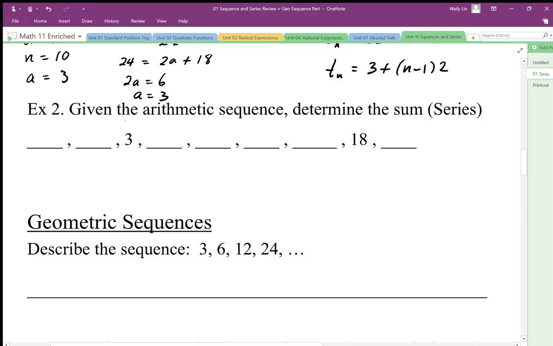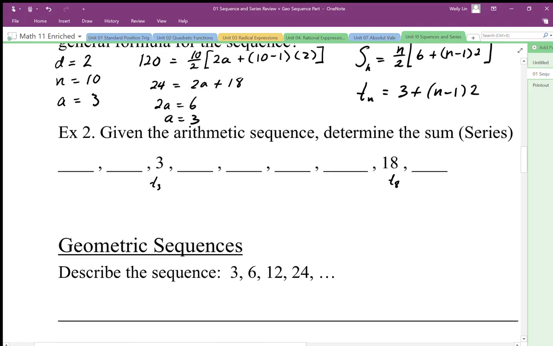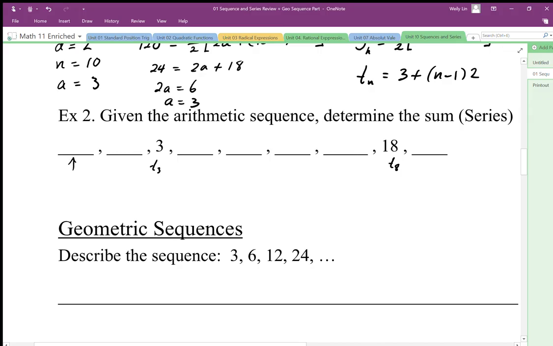So given the arithmetic sequence, determine the sum of the series. This is arithmetic, so it's going to progress. This happens to be T3, so maybe I'll label that T3, 4, 5, 6, 7, 8, and this is T8. So we need to be able to come up with d, n, and a. Well, a is here, so if I can somehow get back to there, that would be great. I need to know the common difference and the number of terms. I can see that there are 9 terms.